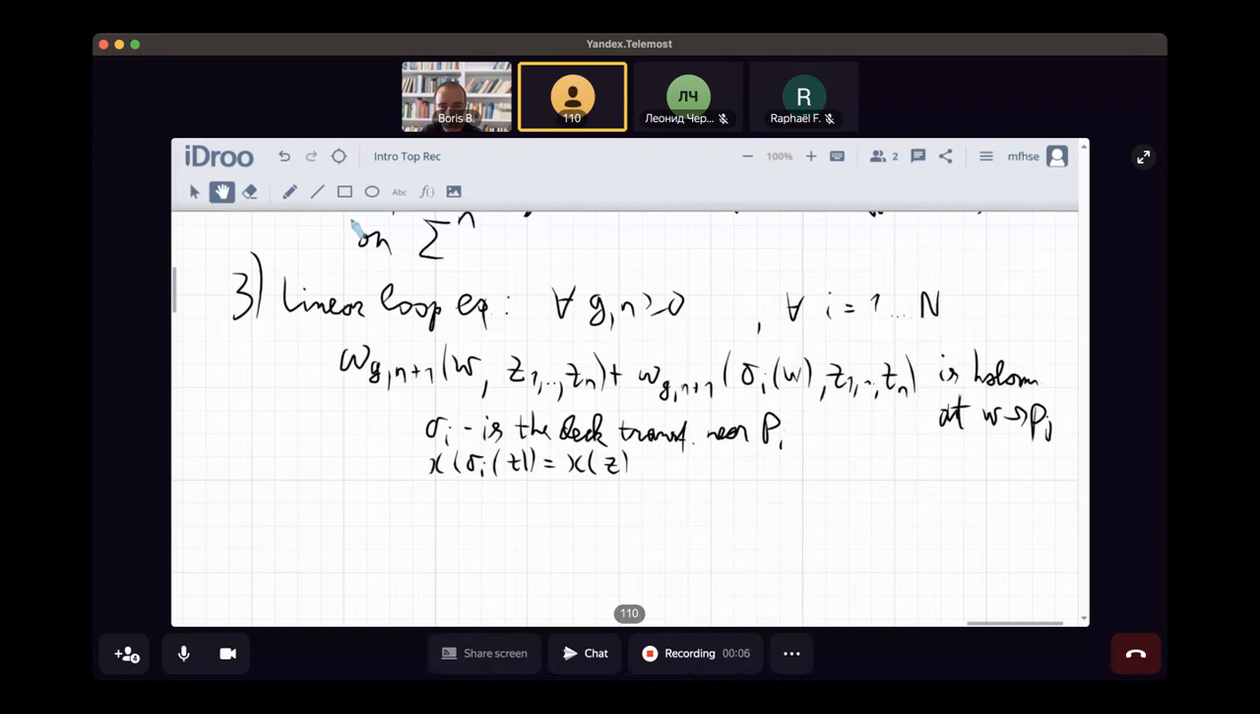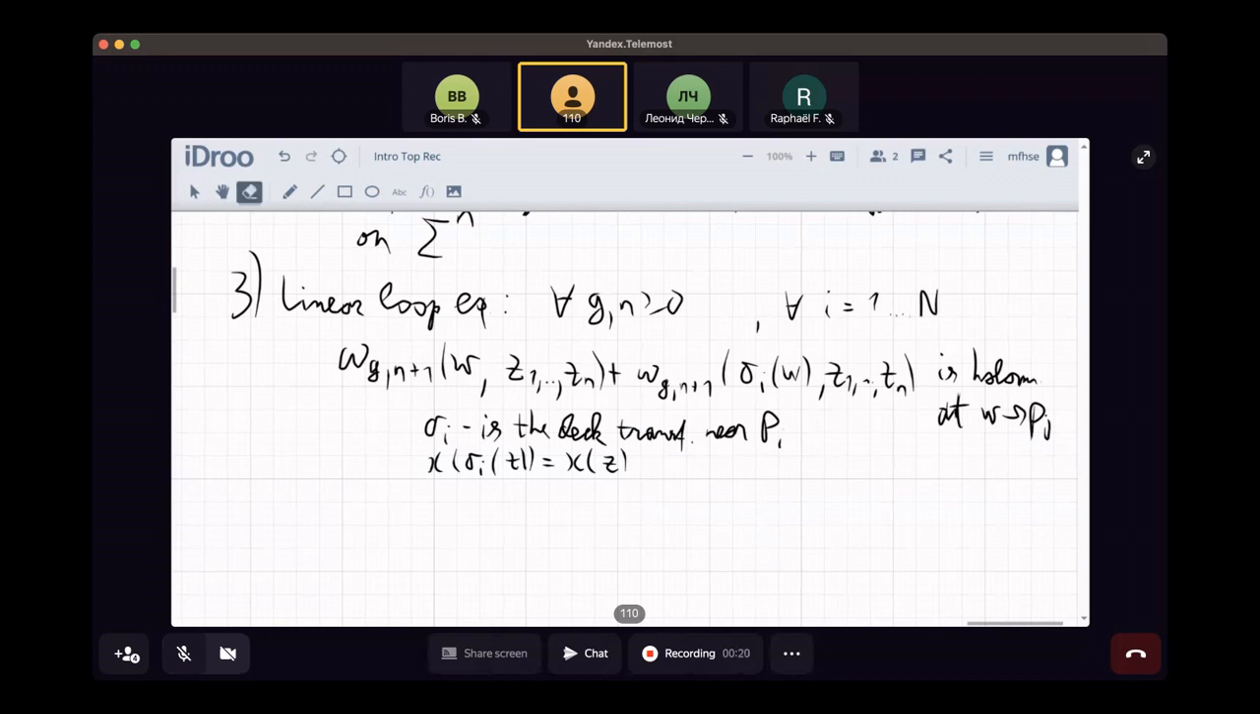So first of all, is it clear what this condition is? What does it mean that we require this expression to be holomorphic at this point? Is it clear why it is called an equation, for instance? This is a condition that this is holomorphic, but why do we call it an equation?